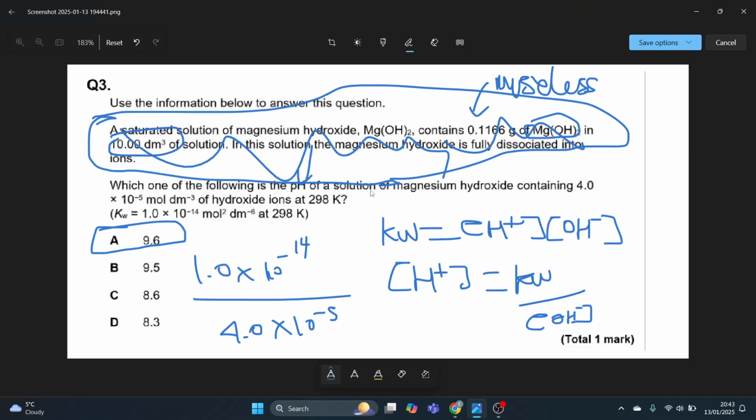You don't times the hydroxide ions concentration by 2. It tells you a solution of magnesium hydroxide contains this much of hydroxide ions. Don't need to times it by 2. And you get the answer 9.60, 9.6. Just be wary for these type of questions, where they give you a ridiculous amount of information. But in reality, it's a very simple question. And hopefully you guys found it useful.